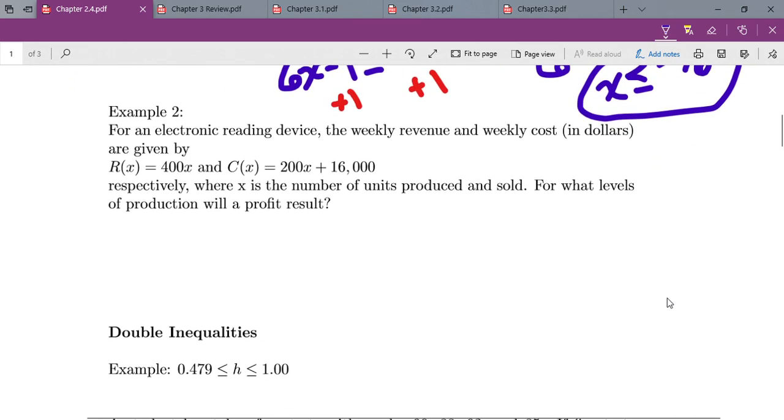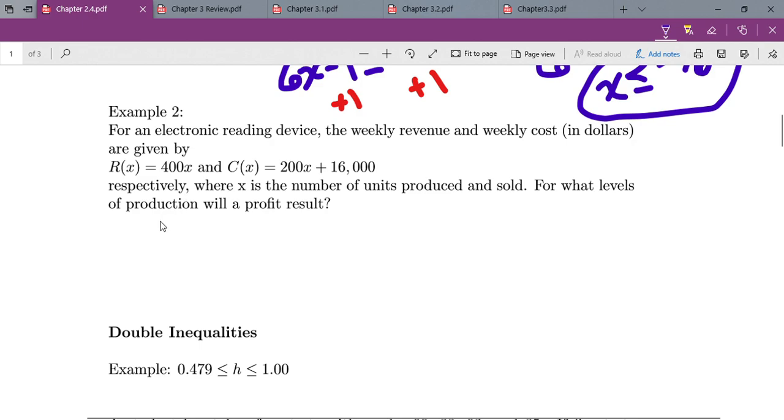Example 2 says for an electronic reading device, the weekly revenue and weekly cost in dollars are given by R of x equals 400x and C of x equals 200x plus 16,000, respectively, where x is the number of units produced and sold. For what levels of production will a profit result? Okay, so you got to know a little bit here about the context of this question. Revenue is how much you make a week. Weekly cost is how much it costs you to make that.